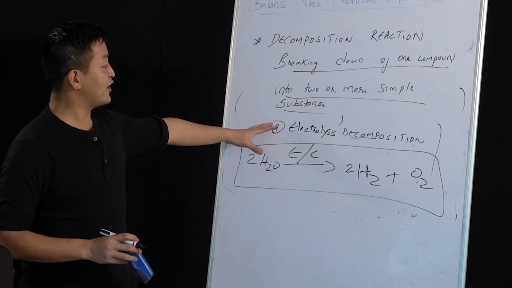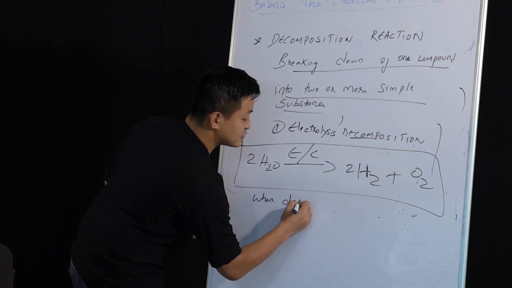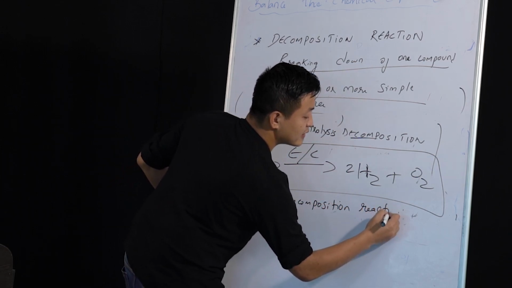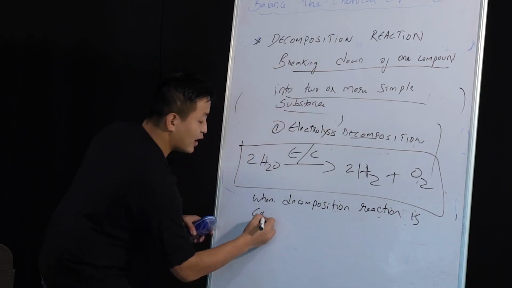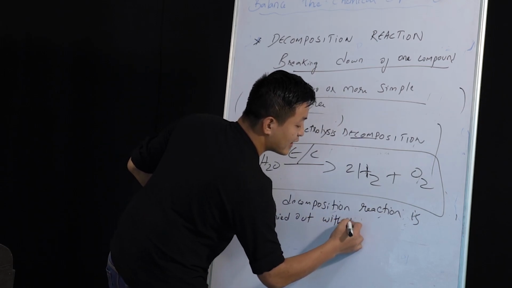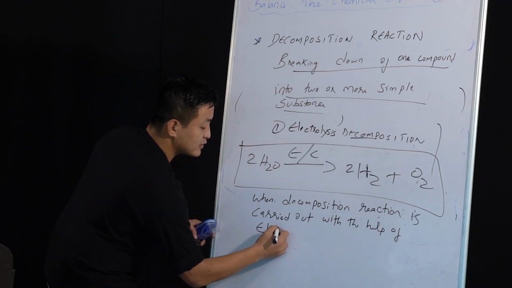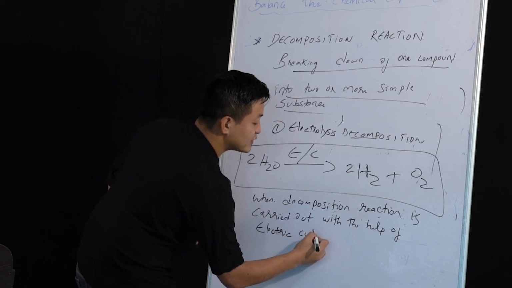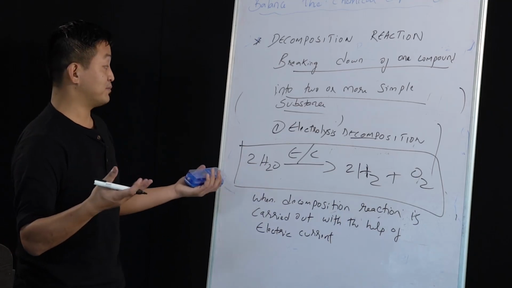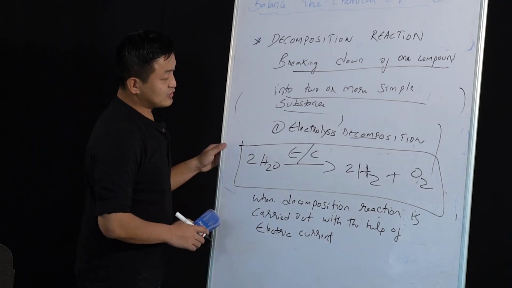And for this, the definition would be the same: when decomposition reaction is carried out with the help of electric current. As an example, you can give water breaking down with the help of passing electric current. Example, electric kettle. Clear at home? Please note this one down.